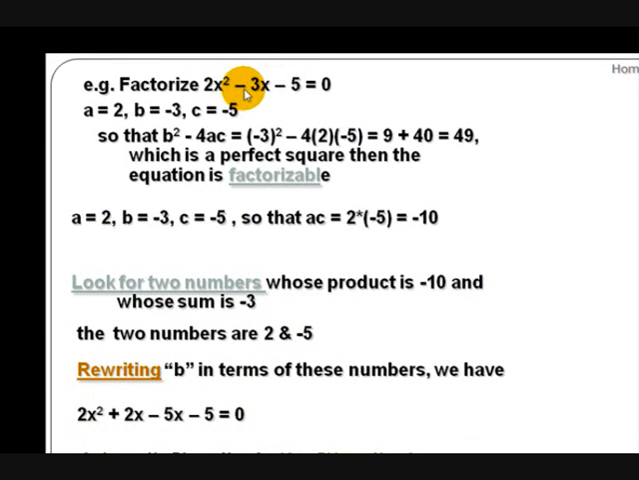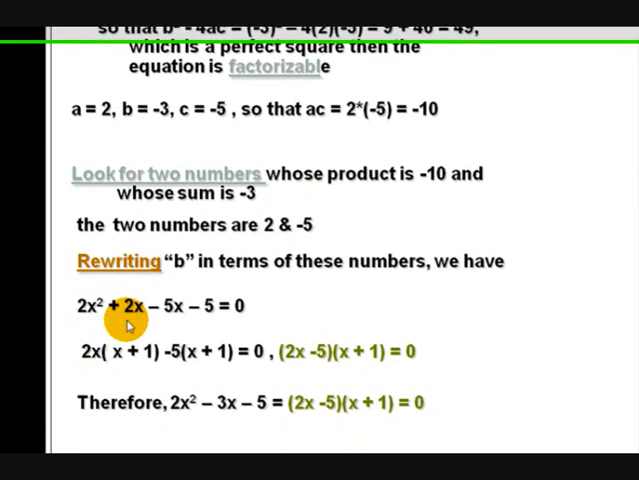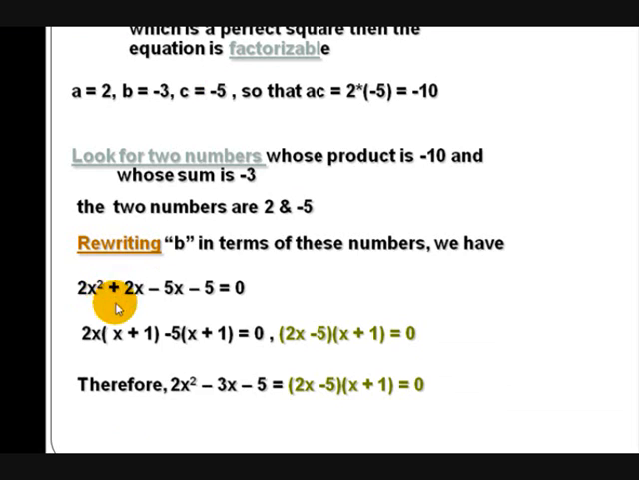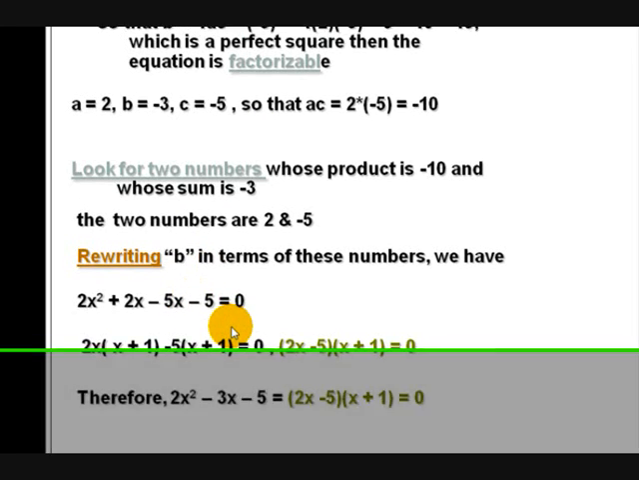Now B in our equation is minus 3x. So minus 3 can now be written in terms of minus 5 and plus 2. Okay, so instead of minus 3x, what do we have? We now have 2x squared plus 2x minus 5x, because 2x minus 5x is actually equal to minus 3x. So we have broken down minus 3x into plus 2x minus 5x. And then you put the last term, which is the constant term, minus 5.